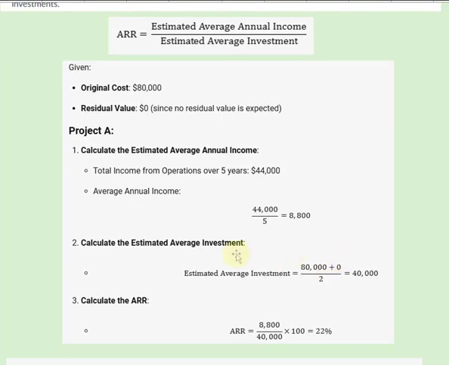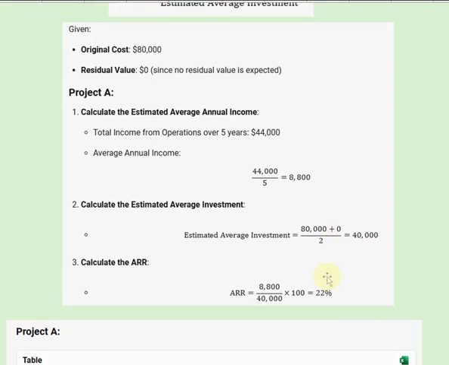Then we have to calculate the estimated average investment. So take the beginning cost plus the residual value, which is 0, divided by 2. We come up with $40,000. So if we want to calculate the ARR, we take $8,800 divided by 40,000, multiply it times 100 to turn it into a percentage, and we get 22%.